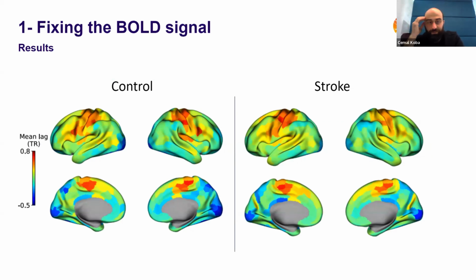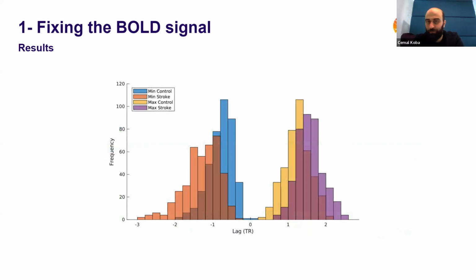You can see that the blood flow starts from visual areas and goes to somatomotor areas. That is in line with other studies doing the same analysis. However, we didn't find any group level differences between these two maps for brain regions. But when we check the extreme points, you can see most extreme delays, either negative or positive, are statistically stronger in stroke groups.